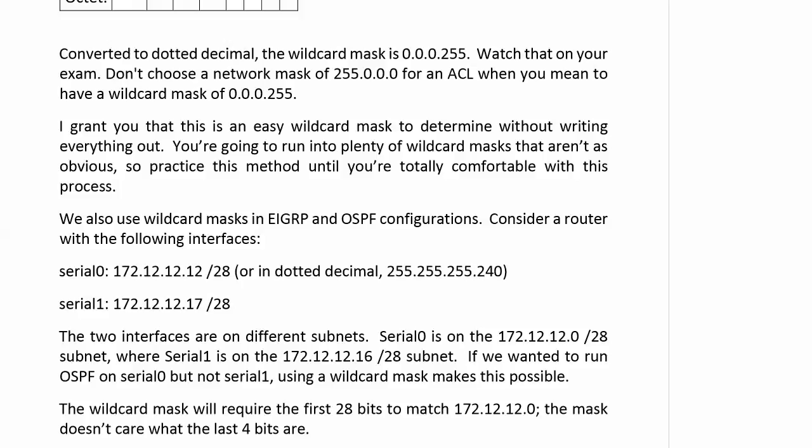The reason we use them in protocols, with EIGRP and OSPF in particular, let's look at a router with the following interfaces. 172.12.12.12/28, and then serial 1, 172.12.12.17/28. Well, the 2 interfaces are on different subnets. And the key here is that we might want to run OSPF on one interface, but not the other. And same with EIGRP. Well, using a wildcard mask makes this possible. The wildcard mask will require the first 28 bits to match 172.12.12.0, and the mask doesn't care what the last 4 bits are.